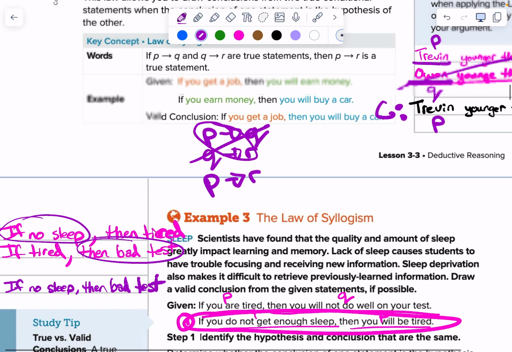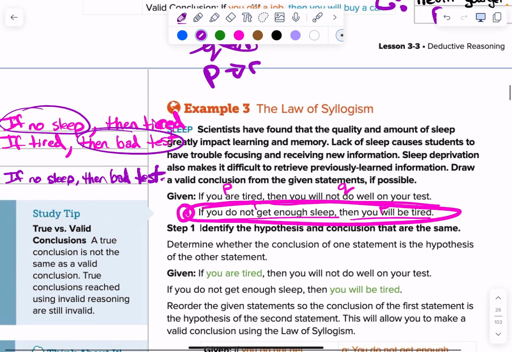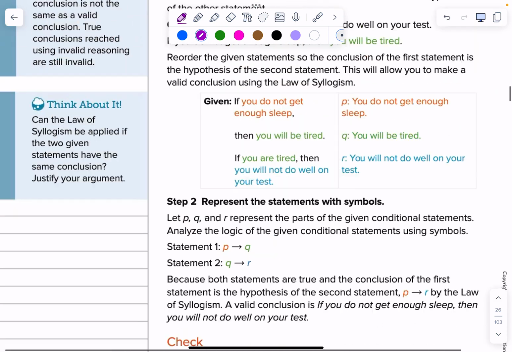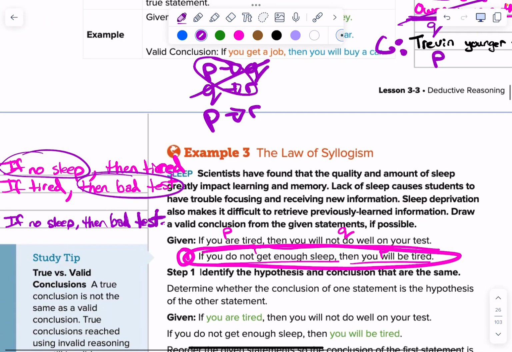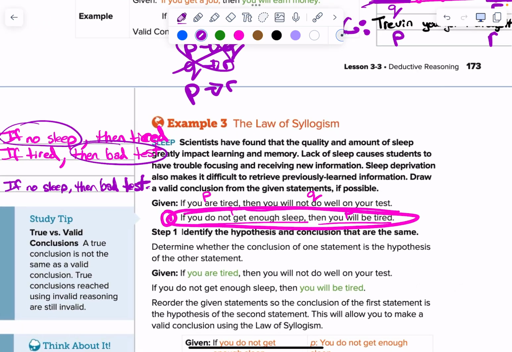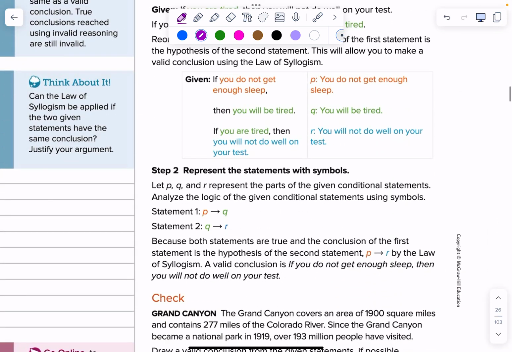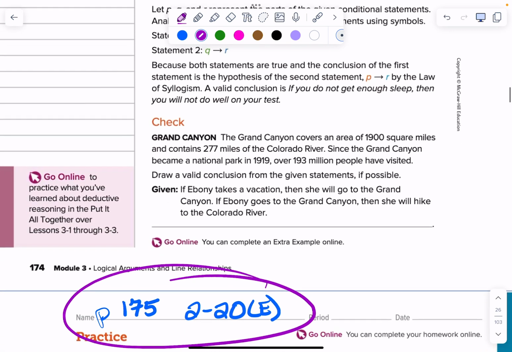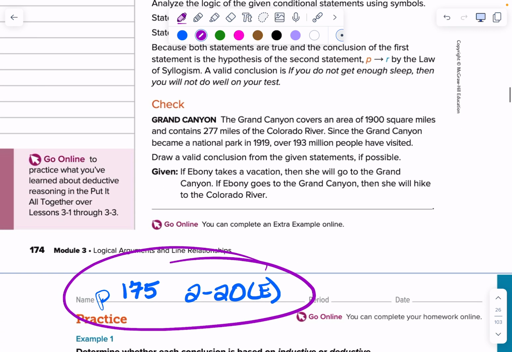Okay? Let's see if we got another one. Is there another example? Is that it? Hey, go back up. If no sleep, then bad test. Okay? That's it. Problems 2 through 20, evens.